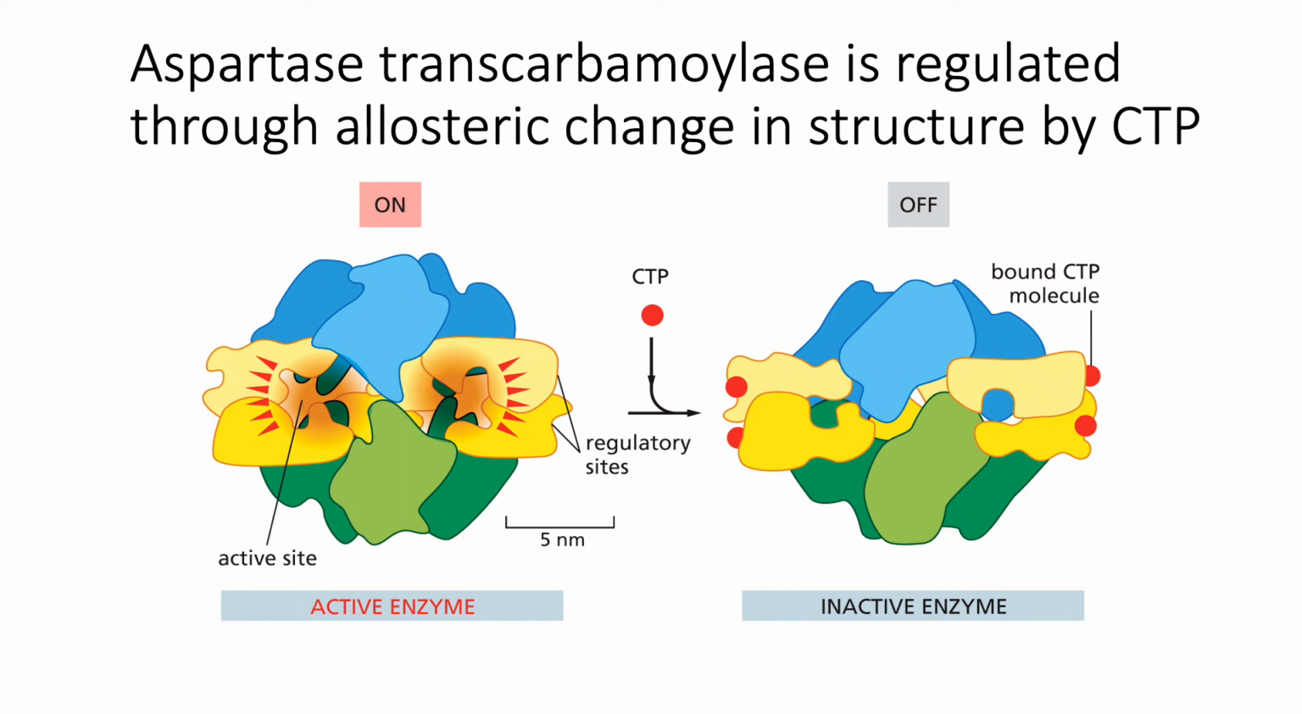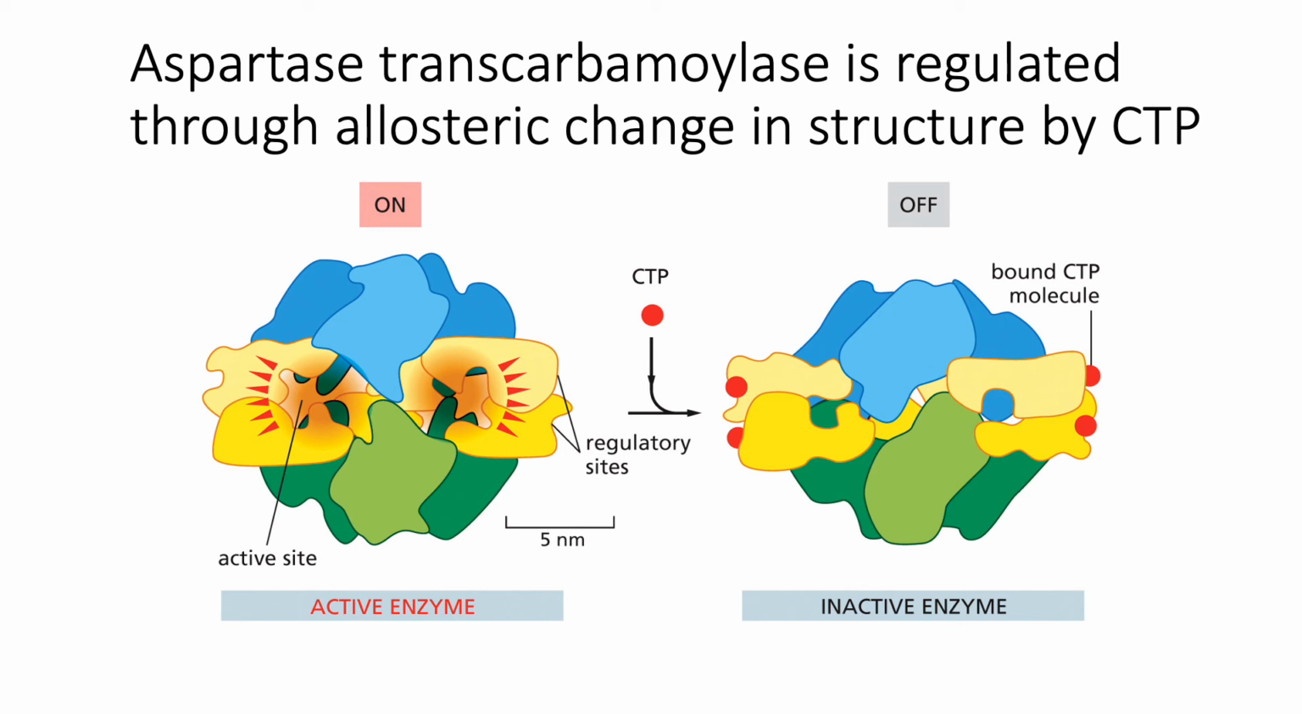So this is an example of a multi-complex protein called aspartate transcarbamylase. You don't have to know much about this protein. You don't really have to know about what it does, but it is involved in the biosynthetic pathway of some of the nucleotides. But that's not really what's important here. What's important here is that it's regulated through an allosteric change in its structure by CTP, which is one of the nucleotides, cytosine triphosphate.